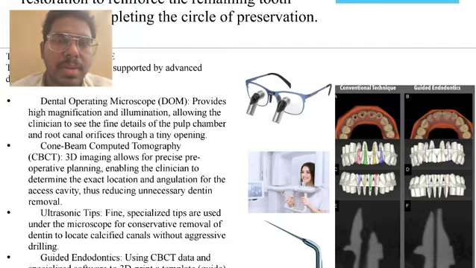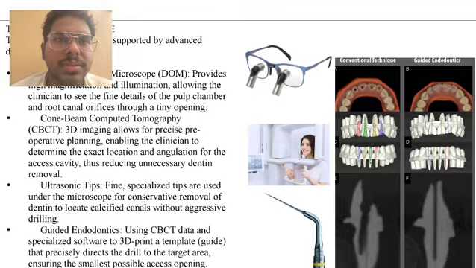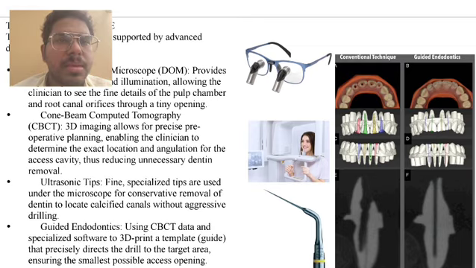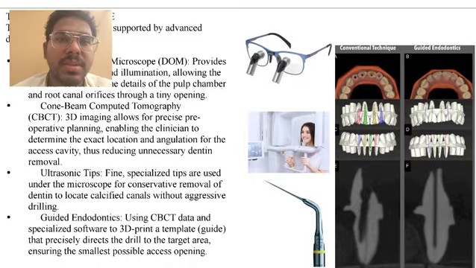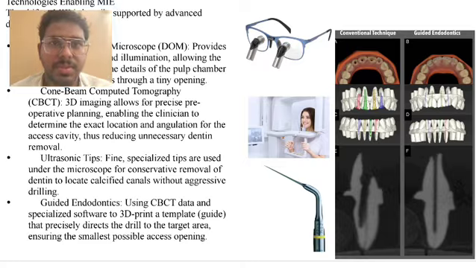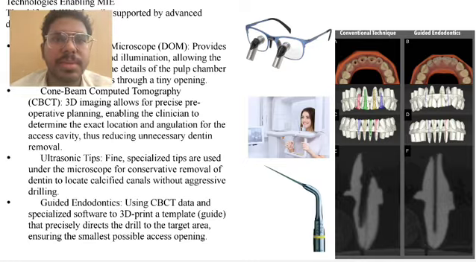So the next one, we move on to the cone beam computed tomography, that is CBCT. This actually enables us to do 3D imaging for precise preoperative planning, and also enables the clinician to determine the exact location and angulation for the access cavity, thus reducing unnecessary dentin removal. This has been a significant improvement in the field of endodontics. Hence, it helps us understand the anatomy of the tooth present in every single case, and it is easier to locate the pulp chamber and do a minimal access cavity preparation.